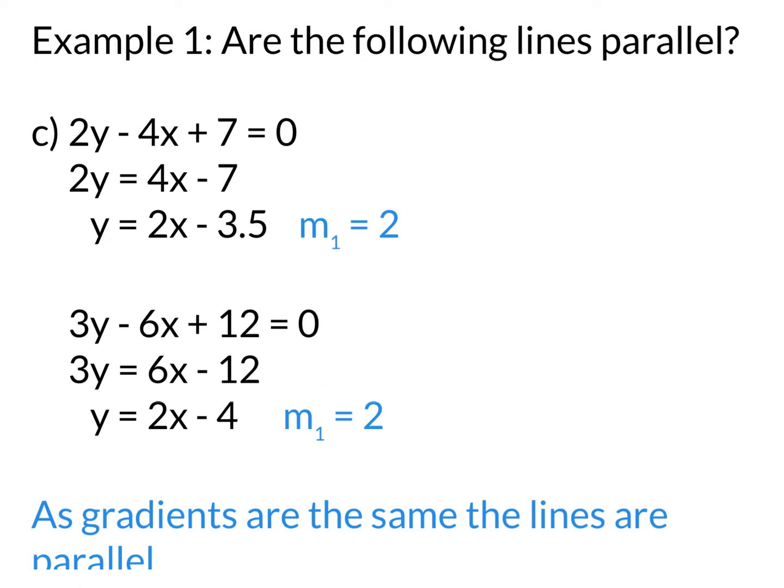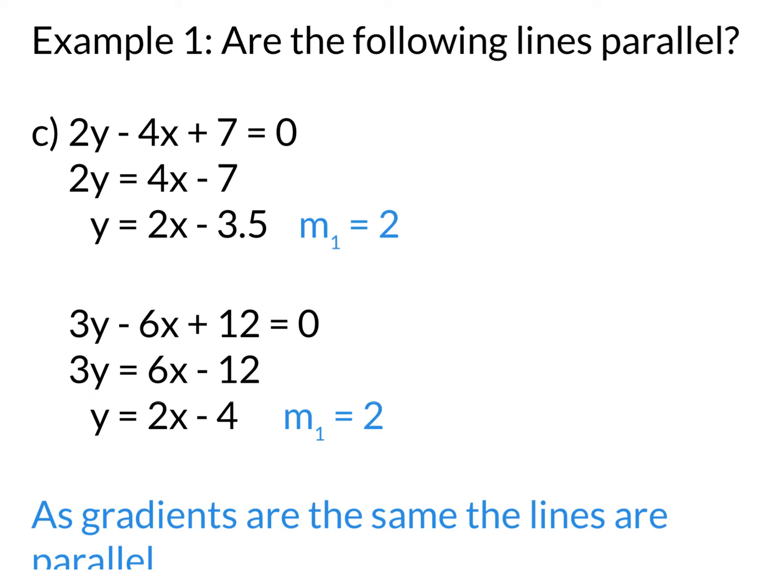For our third example, both of these we have to rearrange into the form y equals mx plus b. So the first one, 2y minus 4x plus 7 equals 0. So we're going to leave the 2y on the left-hand side. So we're going to add the 4x and minus the 7 over to the right-hand side. So we get 2y equals 4x minus 7. Divide everything by 2. Y equals 2x minus 3.5. Coefficient of x is 2. So the gradient of the first line is 2.